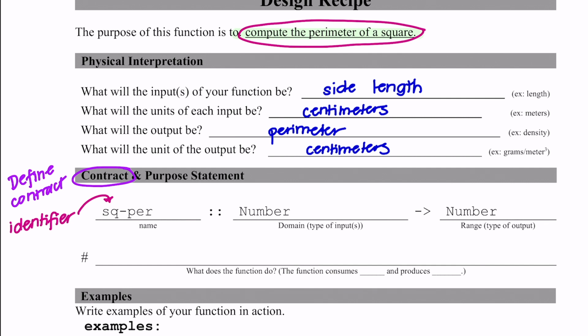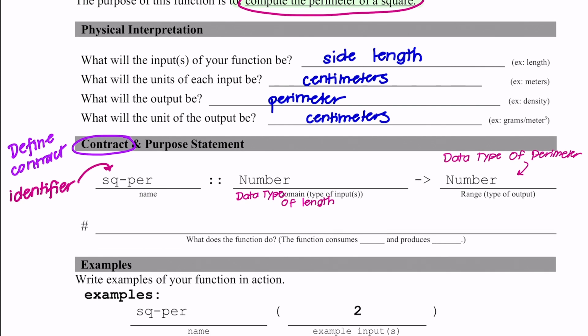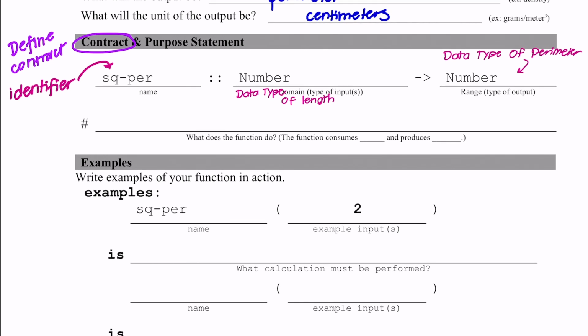And we don't want to make it too long because the point of it is to kind of give it a nickname, right? So SQ per, then we have a colon, number. This is the data type of our input, side length, right? So side length has a data type of number. We know that it could be image. We also know that data type can be string, just like when we were drawing our flags. And the output, the perimeter, is also going to be data type number, okay?